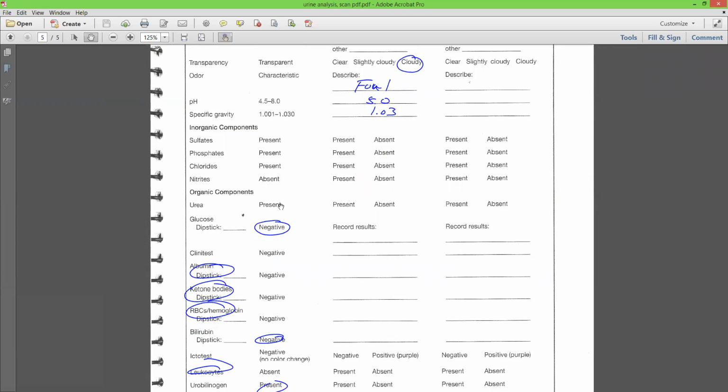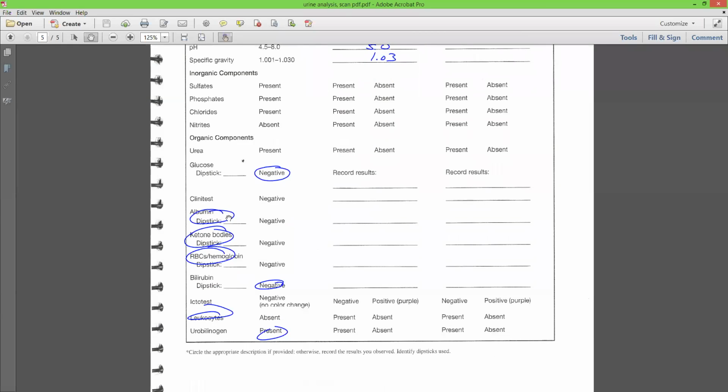And then, whatever you're looking for, was it present? If yes, then in this particular case, you don't mark anything. If it was negative, then you circle it. Okay, so glucose, did not find any.